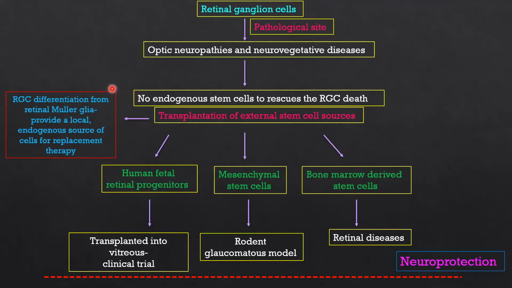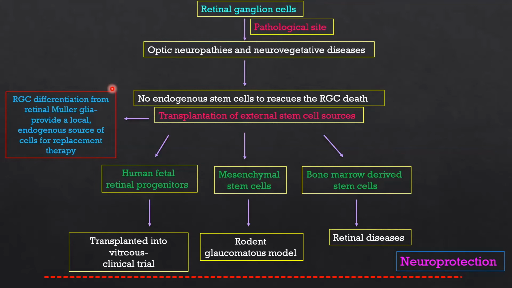RGC death is going to be the major event. RGCs are going to be affected predominantly. So there are no endogenous stem cells to rescue. That's why we experience RGC cell death. So this is what many studies claim. Because whenever there's going to be a cell death, there should be a stem cell that comes into play to rescue the condition. But in the retina, no such stem cells and no endogenous stem cell activity is seen.